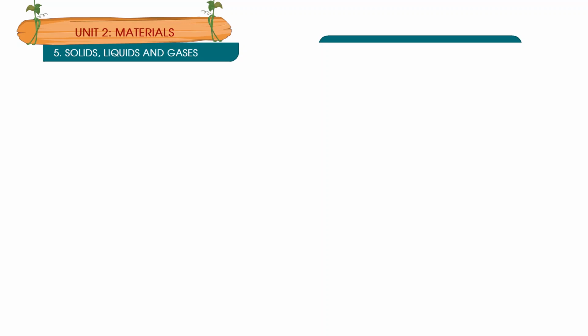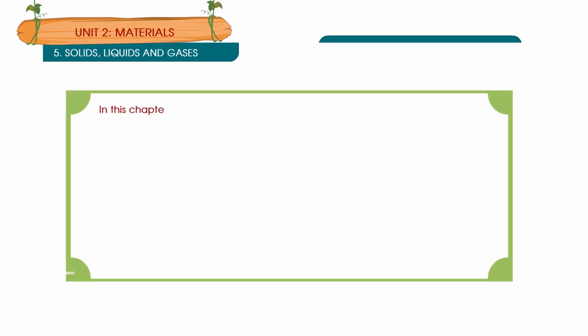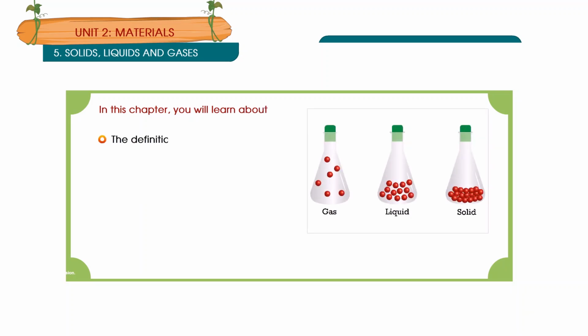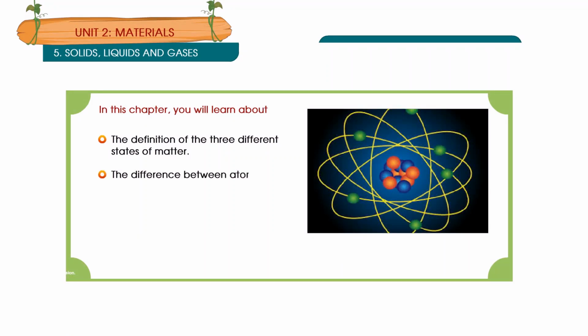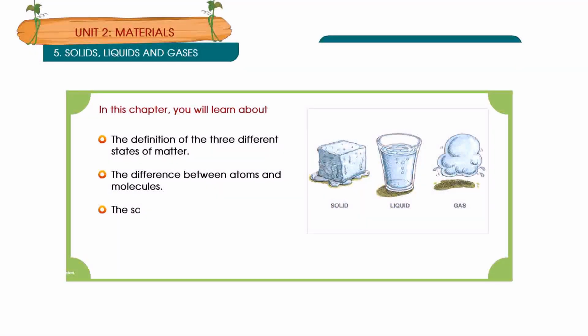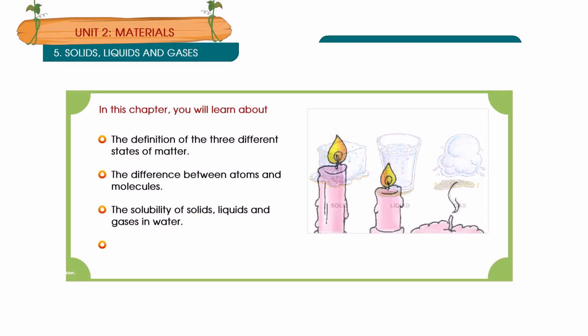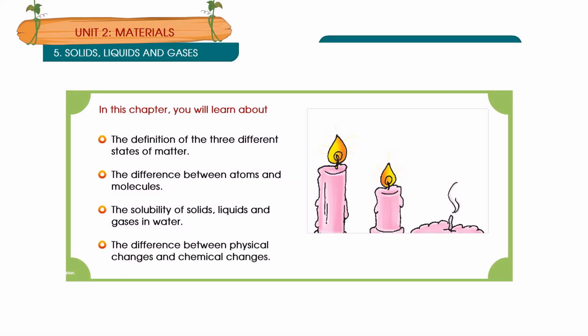Solids, liquids, and gases. In this chapter, you will learn about the definition of the three different states of matter, the difference between atoms and molecules, the solubility of solids, liquids, and gases in water, the difference between physical changes and chemical changes.